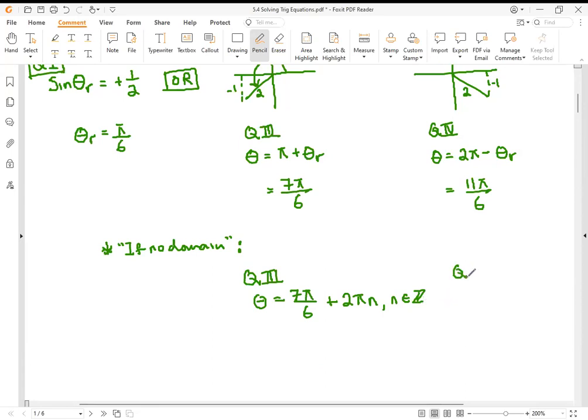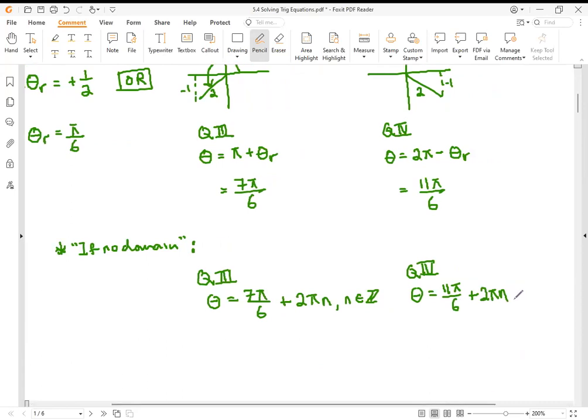In quadrant 4, same thing. Theta would be 11 pi over 6 plus multiples of a full rotation. In this case, it's 2 pi n, where n belongs to the integers. Another way you could do that is you don't have to write n belongs to the integers twice. Just make both declarations and say it just once. It's fine because it makes sense.